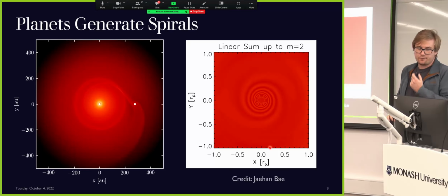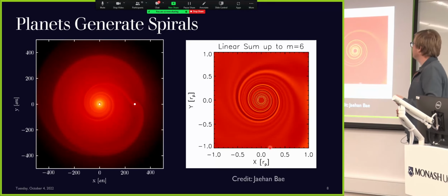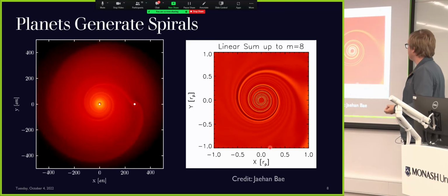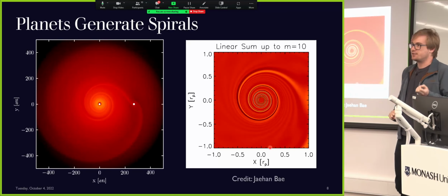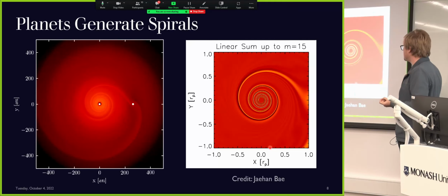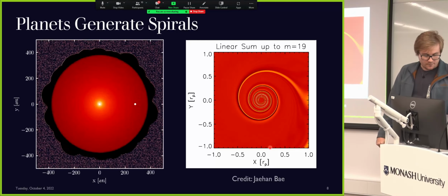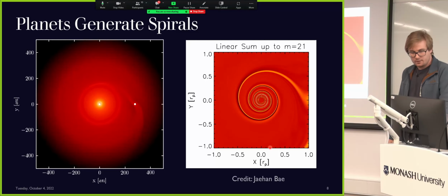So if you take a Fourier decomposition of the planet's potential, you can generate the waves that each of these components makes, and then they interfere with one another to make the spiral wake. So planets can make spiral arms.